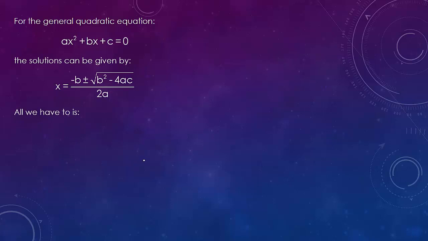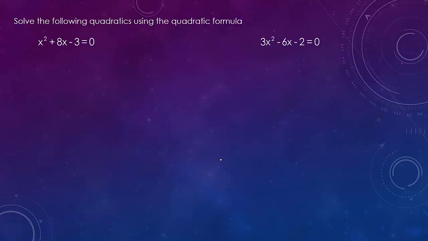All we have to do is the following. Identify the values of a, b and c for a given quadratic, substitute into the formula, and evaluate if necessary. We may leave it as exact answers and we might give them as calculated answers. So we're going to start by solving these quadratics using the formula.